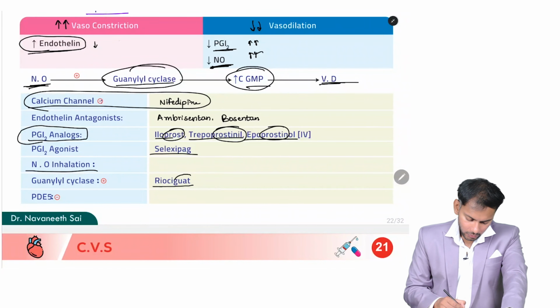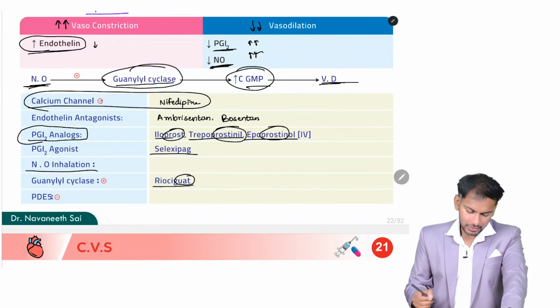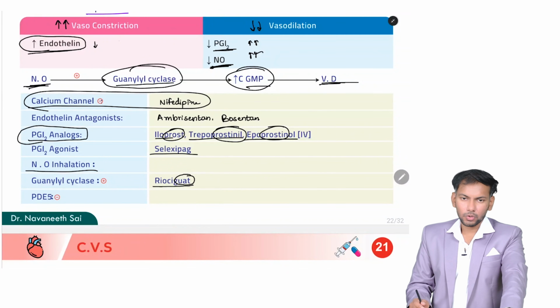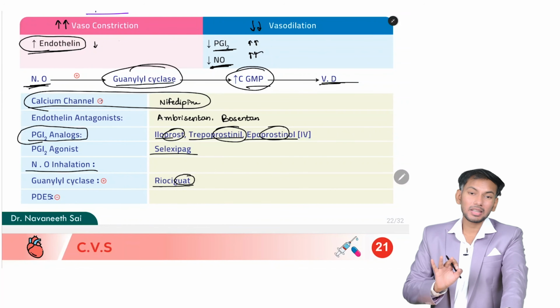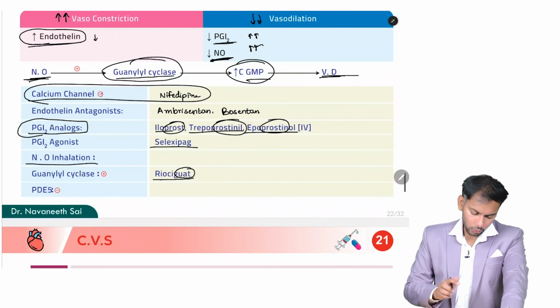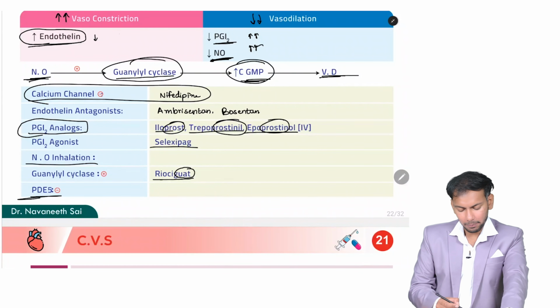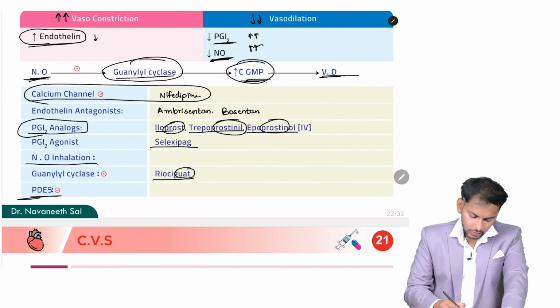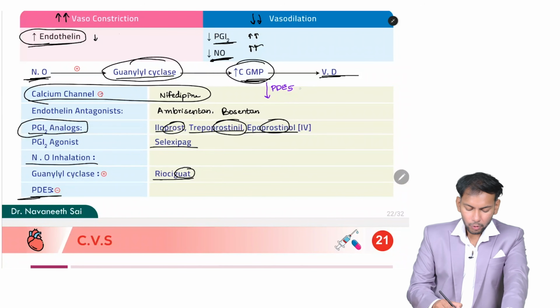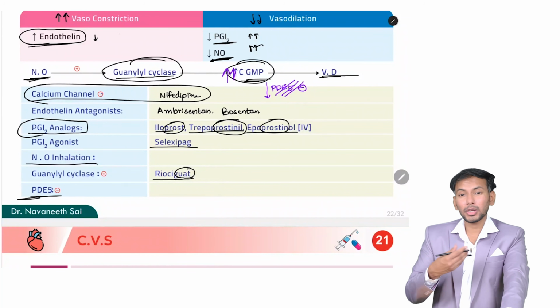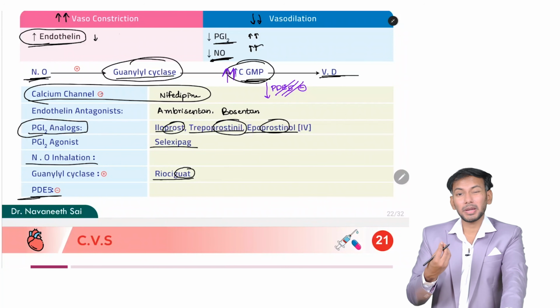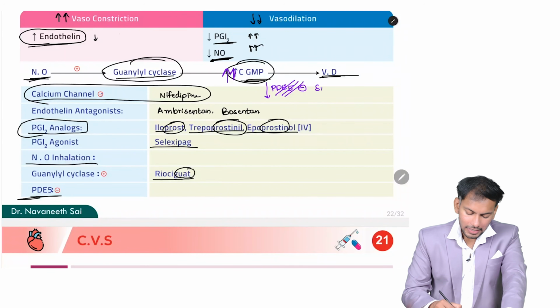So guat means guanylyl cyclase stimulator. Did you understand this? Guanylyl cyclase stimulator, that is riociguat. Now coming to the PDE5 inhibitors. If you see carefully, cyclic GMP is metabolized by PDE5. So if you block this metabolism, cyclic GMP will increase. How can you block this metabolism? By giving a PDE5 inhibitor. This is what sildenafil and tadalafil are.